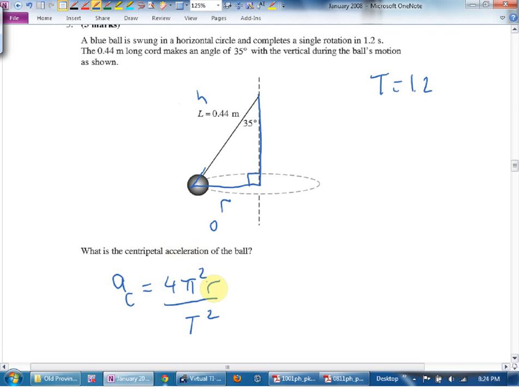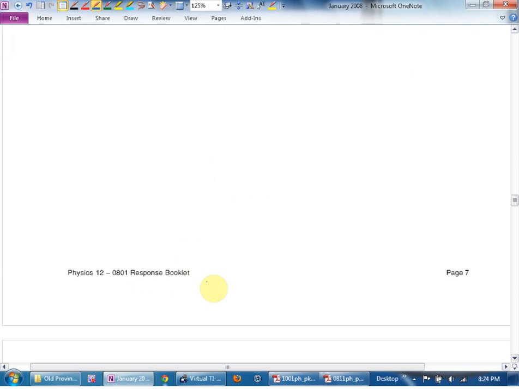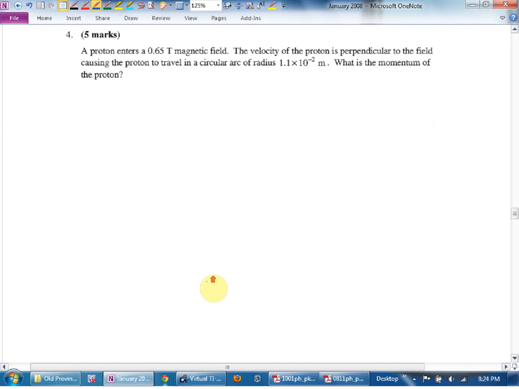A proton enters a 6.5 Tesla magnetic field. Oh, I'm in magnetism. Apparently we skipped circuitry, or circuitry is going to be using principles of physics to explain. That's my bad. Or a graph. The velocity is perpendicular, and it travels in a circular arc. Ooh, what's this asking us to find? I gave this to you on your test. This was one of your questions.